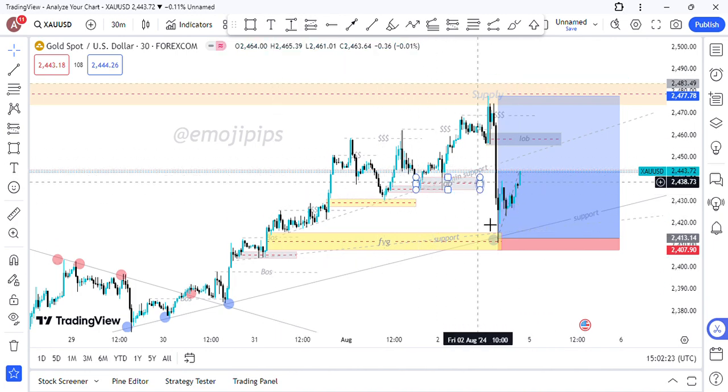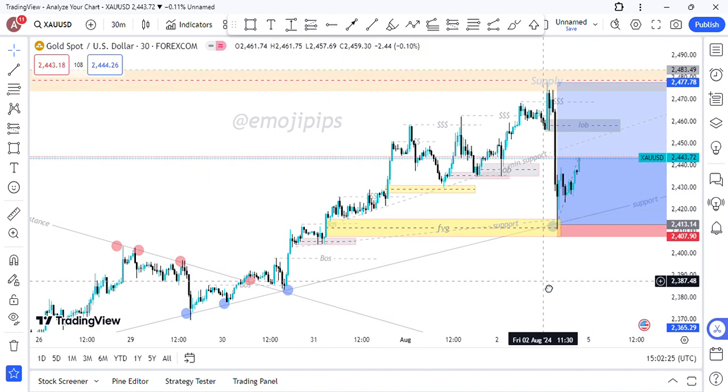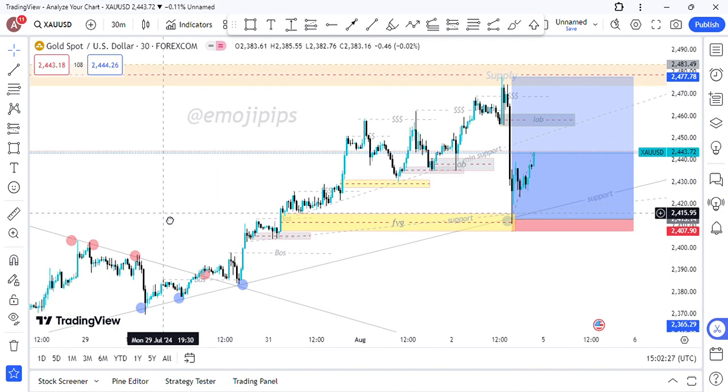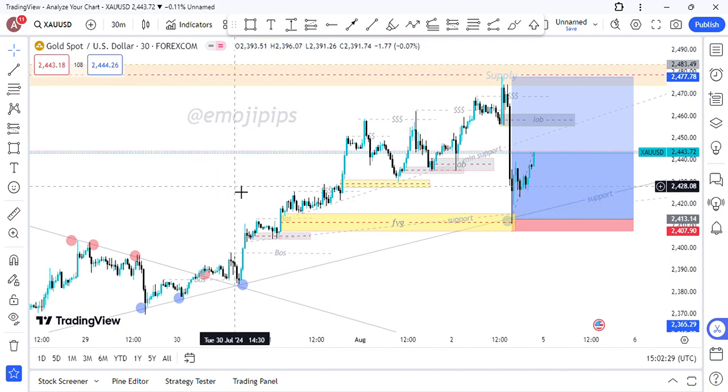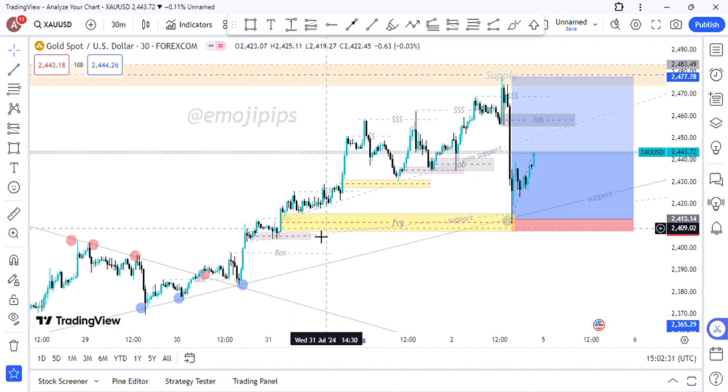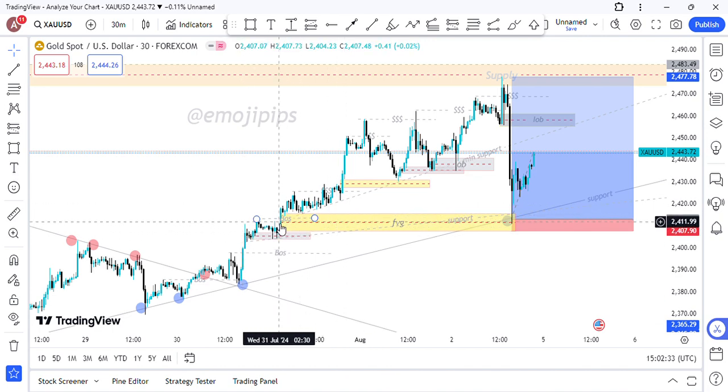Okay, so you can see a whole lot of things on the chart. So I want to dive in to explain to you guys how I took these trades, and the kind of concepts I employed in taking these trades.